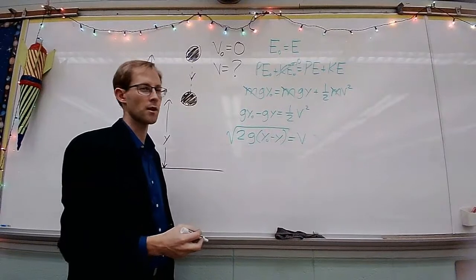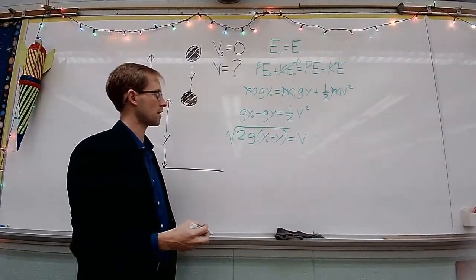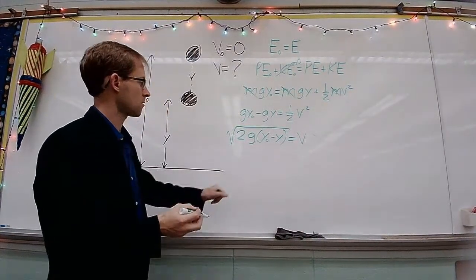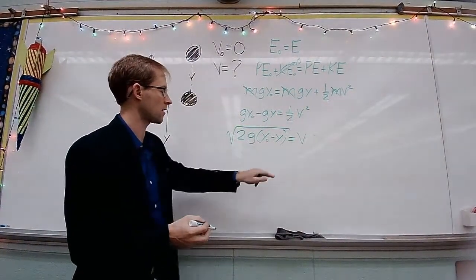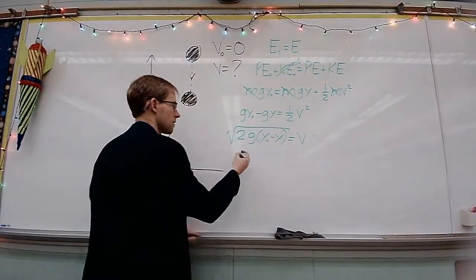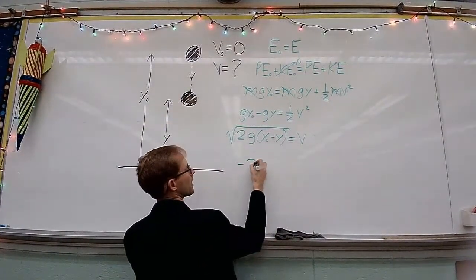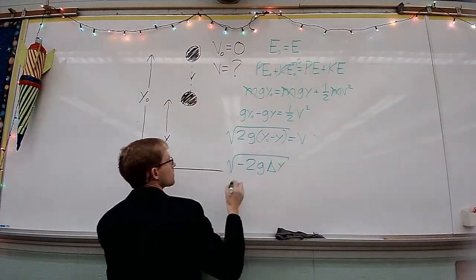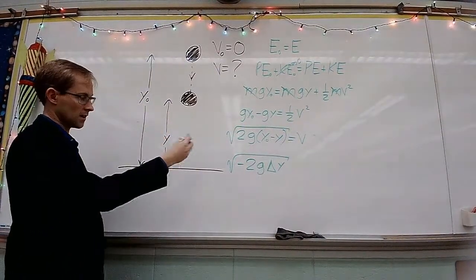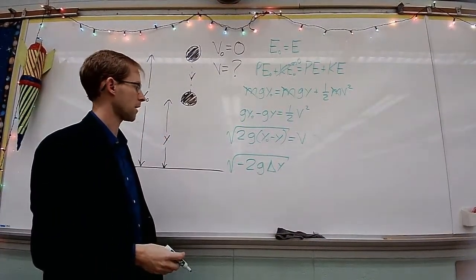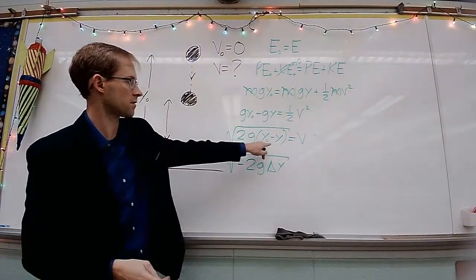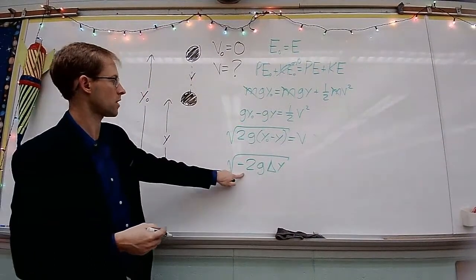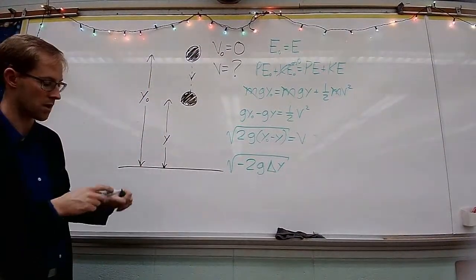If you want to be cute about it, remember that change in means final minus original. So this is original minus final. So another way you could write this would be negative 2g change in y, if you want to make it shorter and sweeter. So yeah. And that negative, because you're flipping these, that's where that negative comes from. So that would be our final velocity at any height off the ground.